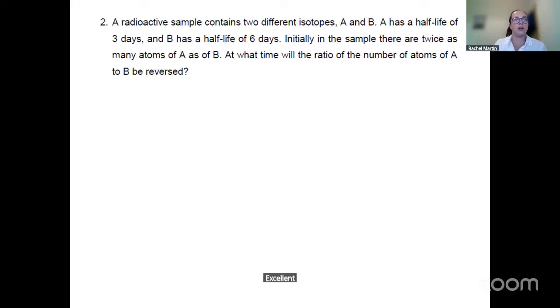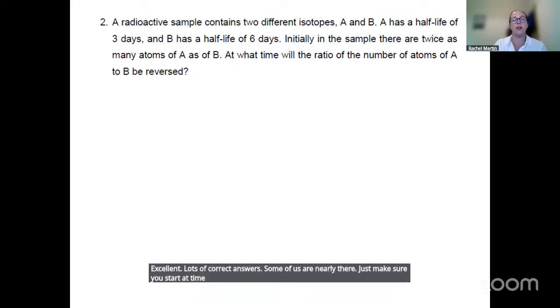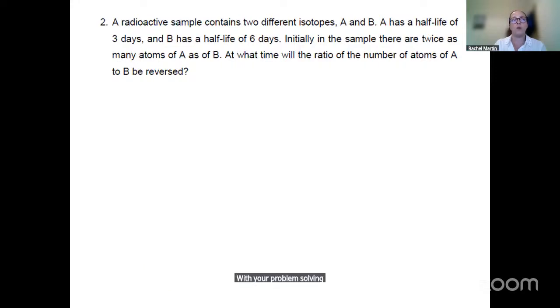Excellent. Lots of correct answers. Some of us are nearly there. Just make sure you start at time equals 0 with your problem solving. I wonder if that's the error.